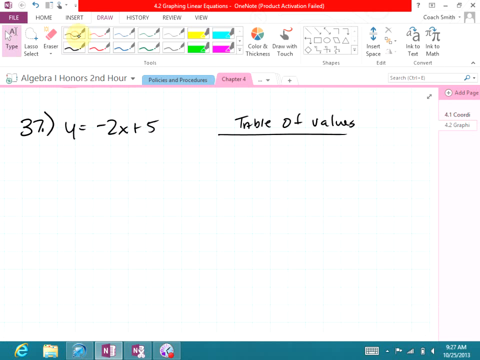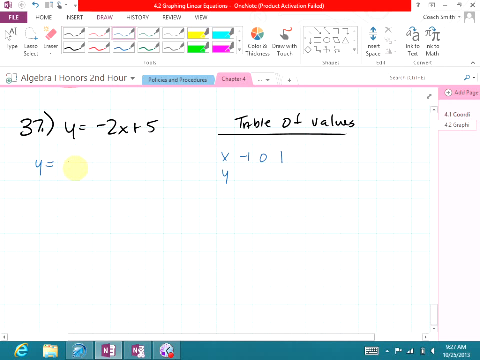So, once again, we're going to use x and y, -1, 0, 1. On these, it's not going to matter as much on the table of values as it did yesterday. The reason being is because I'm just trying to come up with 3 points that I can plot on a line, plot on a coordinate plane to come up with my line.